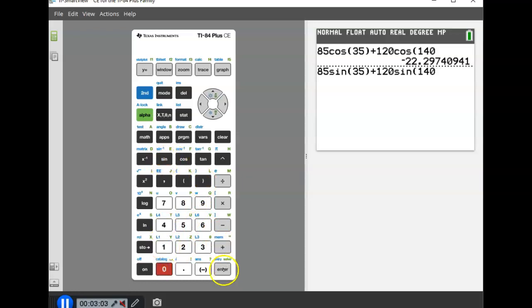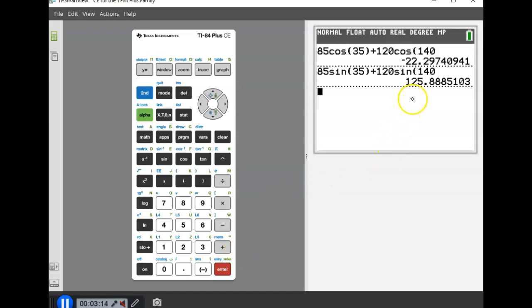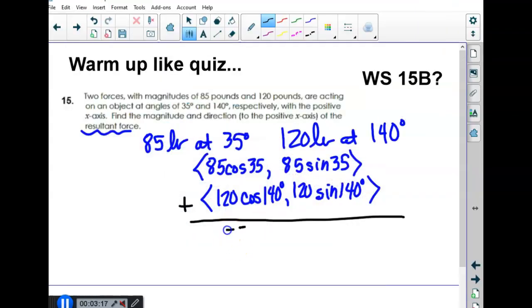Am I typing it right? Are we getting the same things, guys? Did somebody else get those numbers? Okay. Negative 22.3 and 125.9 we'll go with. Negative 22.3 and 125.9. Did I remember them right or not? Okay. That is the added resultant vector, okay?